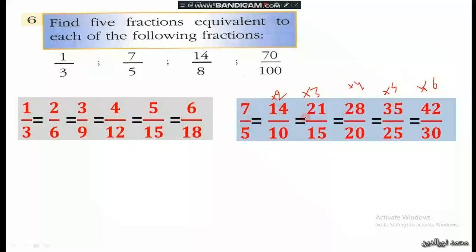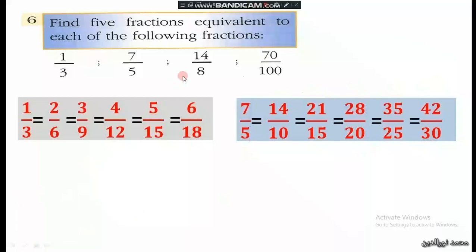By 3, 21 over 5 times 3 is 15. And then multiplied by 4, 7 times 4, 28, 5 times 4, 20. And then multiplied by 5, 7 times 5, 35, 5 times 5, 25. And finally 7 times 6 is 42, and then 5 times 6 is 30.